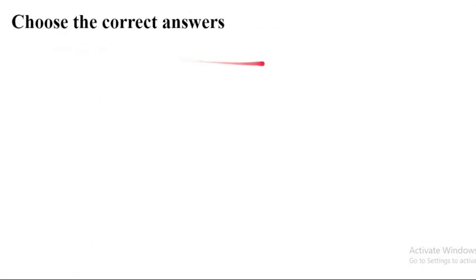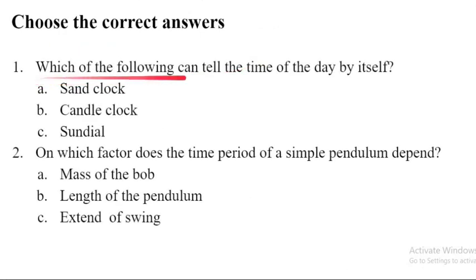Choose the correct answer. Which of the following can tell the time of day by itself? Yes, it is sundial. On which factors does the time period of a simple pendulum depend? Yes, it is length of the pendulum. Next one.